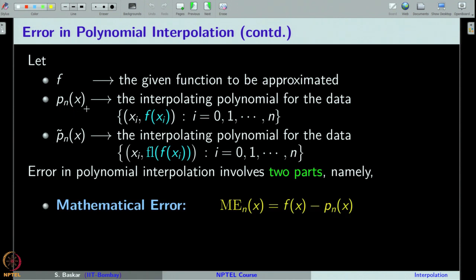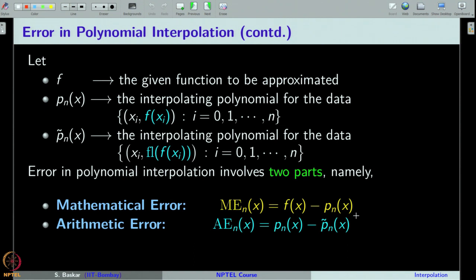The first level of error is the mathematical error, which is nothing but the difference between the exact value and the polynomial that we want to construct. So, this is typically the error involved due to the mathematical derivation of this approximation method. We will call this error the mathematical error. The next level of error is purely because of the computational factor. That is nothing but the difference between the polynomial that we want and the polynomial that the computer has given to us, and therefore, we will call this error the arithmetic error.